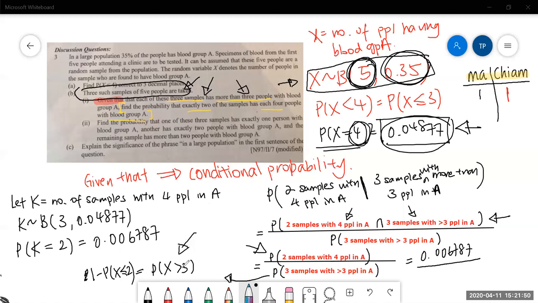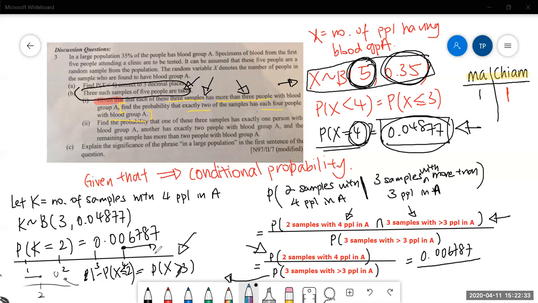Wait, I need to draw the thing. Yes, draw it. There's a reason why I asked so many times. If you look at the number line, 1, 2, three. We like more than 2, so it's equal to 3, right? So you want more than 3. More than 3 means 4 onwards.